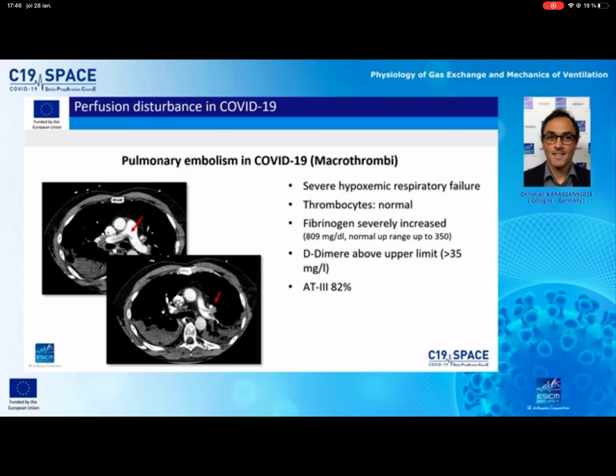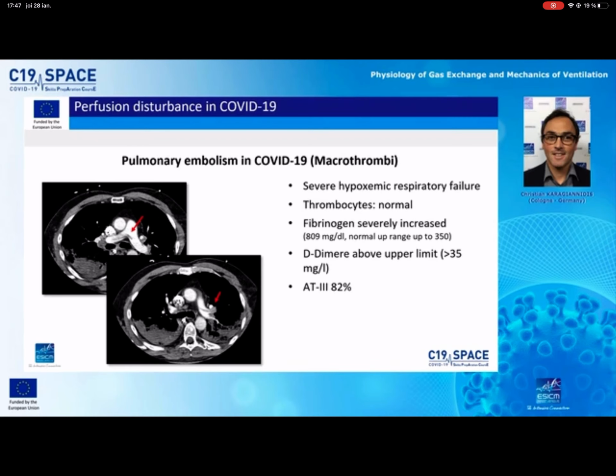First of all, this is a case of a young man who has a fresh COVID-19 infection with high fever. He has a severe hypoxemic respiratory failure. Typically, the thrombocytes are normal. The fibrinogen levels are severely increased as the D-dimers are above the upper limit. And the major reason for it is a severe pulmonary embolism. You can see it here, and it's indicated by the red arrows. And this is very often observed in these COVID-19 patients and may lead to a severe hypoxemic failure.